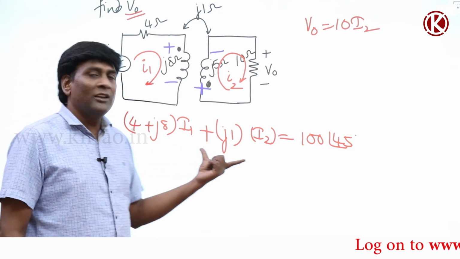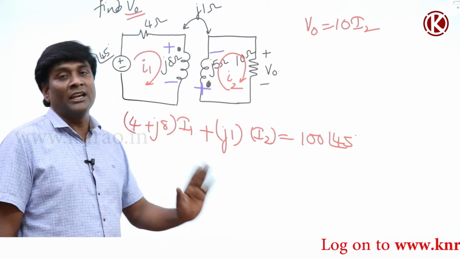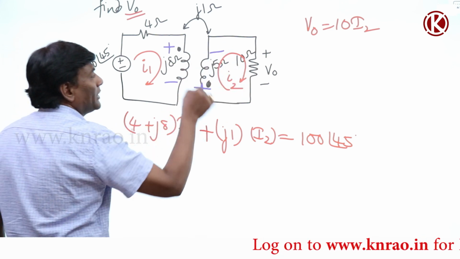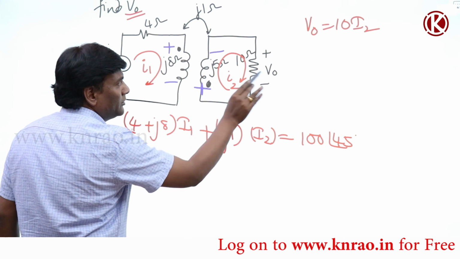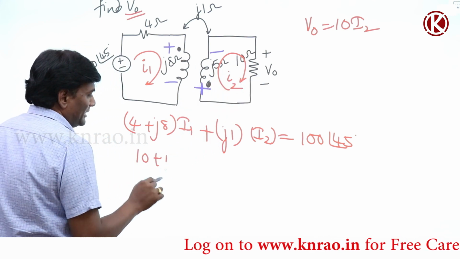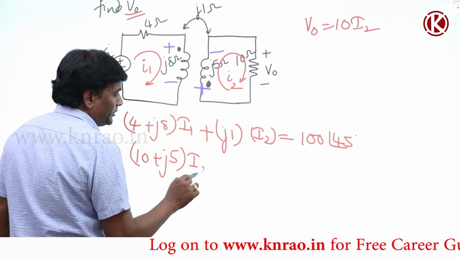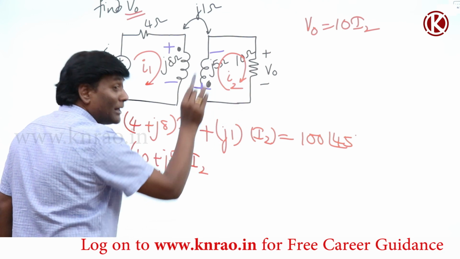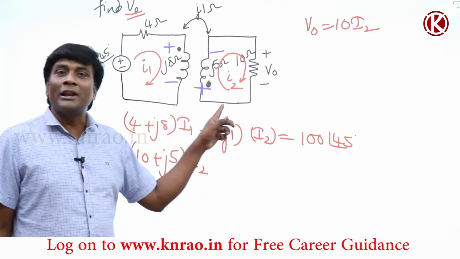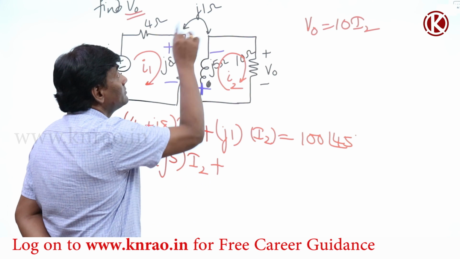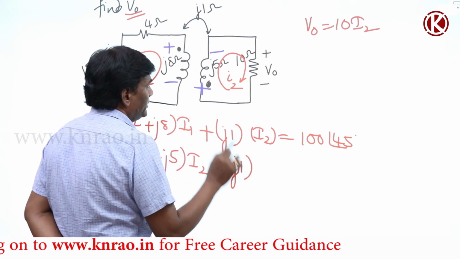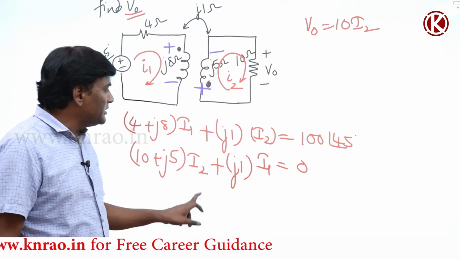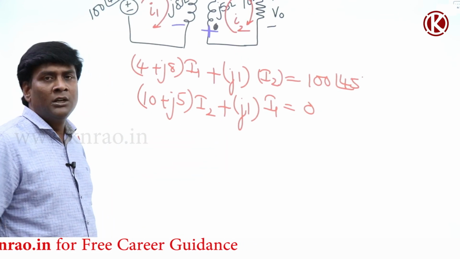Okay, basically these calculations you have to do using our normal scientific calculator only. It is descriptive kind of. Now let me write the equation for this loop, self J5 10. So 10 plus J5 into I2. Current is entering into the dot, so this dot is going to be positive, and while applying KVL here, I am touching plus first. So plus J1 into I1 equal to 0.